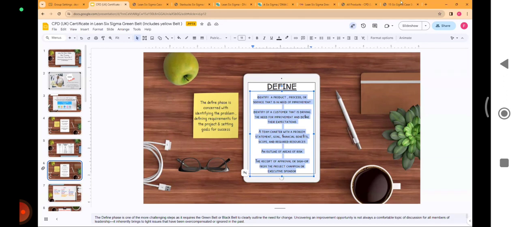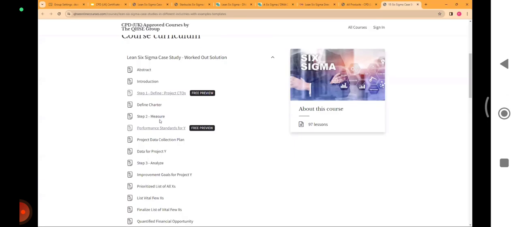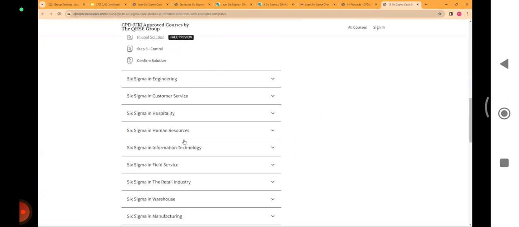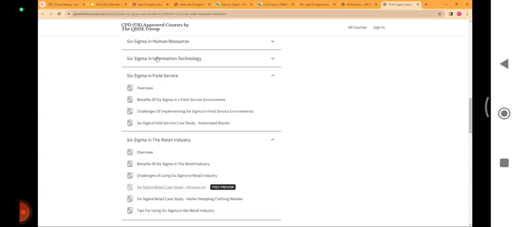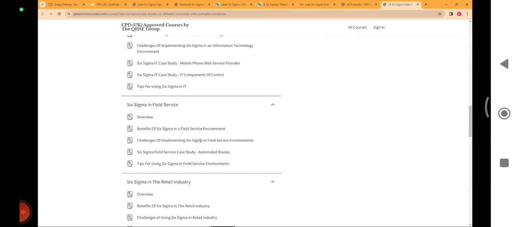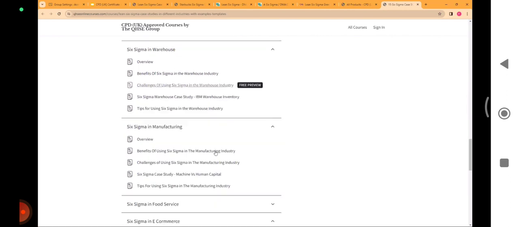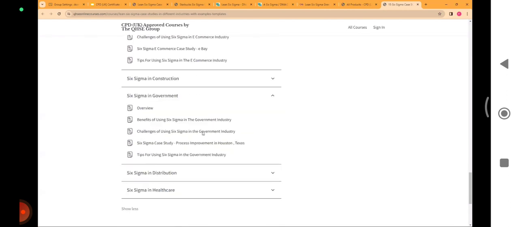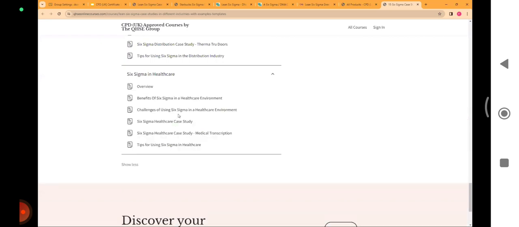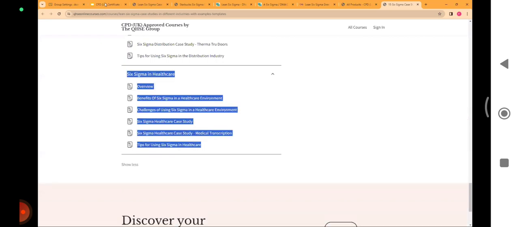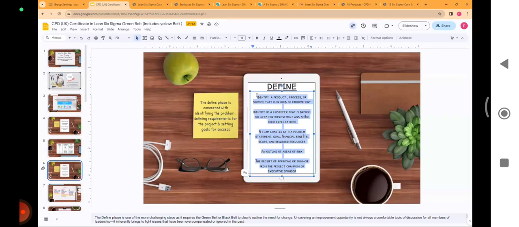This is literally a checklist that you can see from Nike, from eBay, from Accor Hotels, from anywhere. Any Six Sigma project that you're going to see, whether it's in human resources, warehouse, aviation, e-commerce, distribution, Six Sigma in healthcare, whatever, whenever you see a Six Sigma project here, you can be so sure that in the define phase, this is what they did.